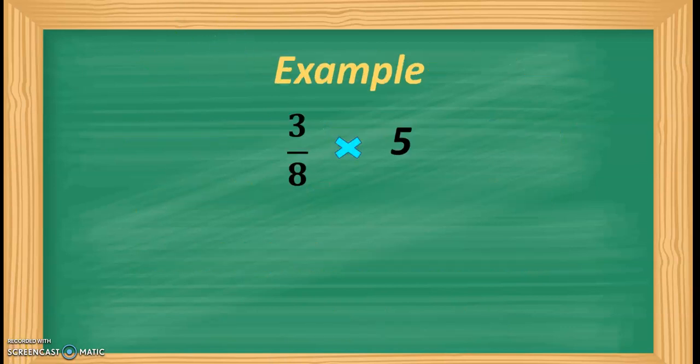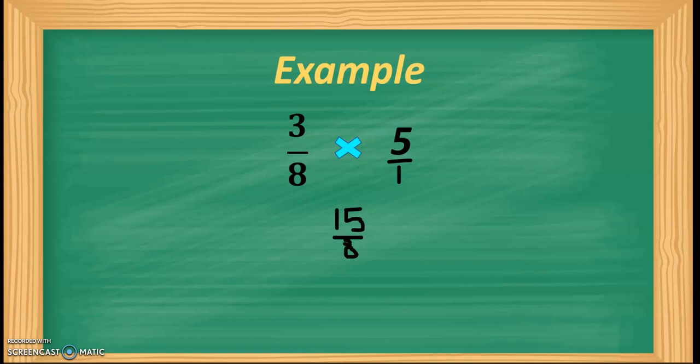Now we're going to try the first example. We have 3 over 8 being multiplied by 5. The first thing we need to do is put the 5 over 1. So now the 5 has a denominator of 1, and then we're going to multiply. When I multiply 3 by 5, so I'm multiplying two numerators, I will end up with 15. And when I multiply 8 by 1, I will end up with 8.